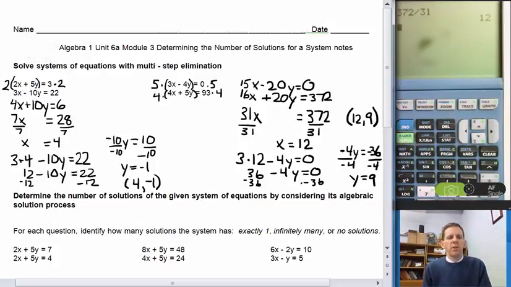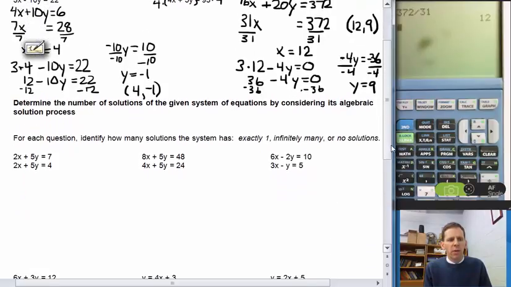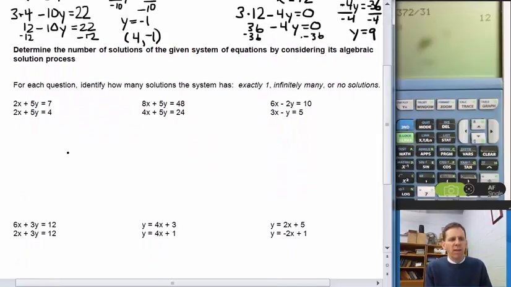So now let's look at a scenario where we're going to determine how many solutions a given system of equations has. We're not necessarily going to find out what the solutions are, we're just going to determine how many there actually are. In our first scenario, we have 2x plus 5y equals 7 and 2x plus 5y equals 4. If we use this idea of elimination, we could multiply, for example, this top equation by -1 on both the left and right hand sides.